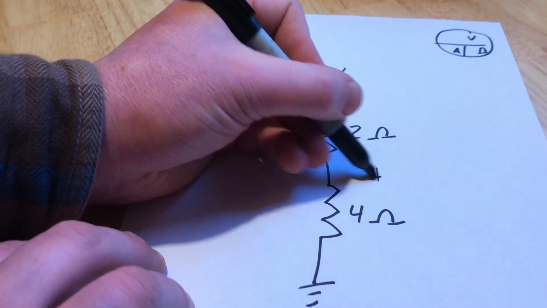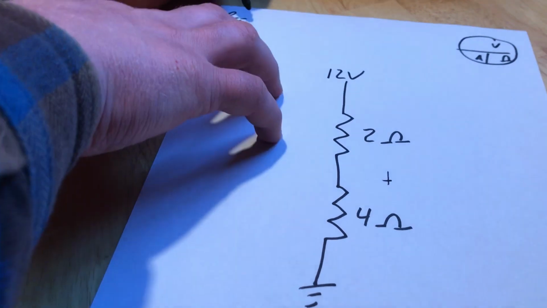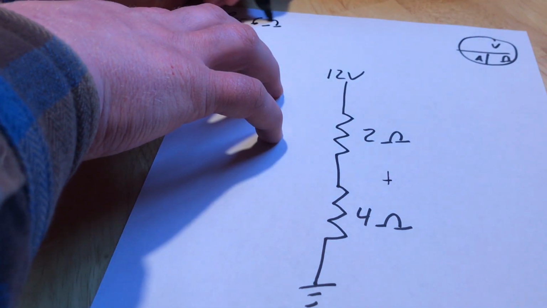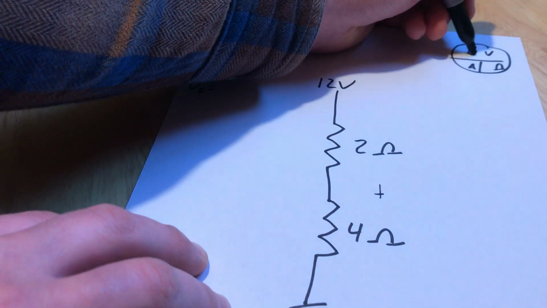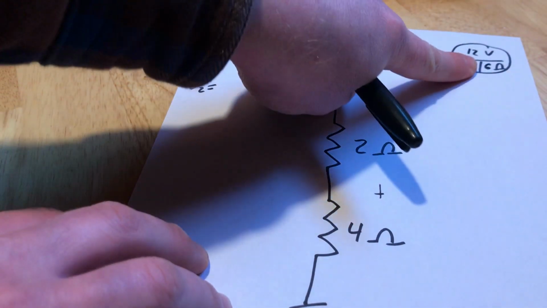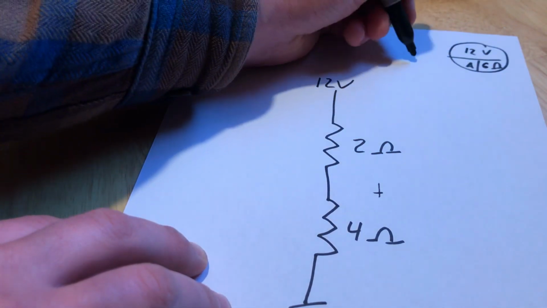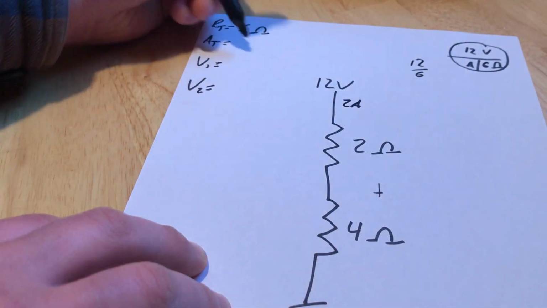Again, I need to find total circuit resistance, so I'm just going to add them. 2 plus 4 gives me 6 ohms total circuit resistance. Now I can plug in my numbers to figure out my total current flow through this circuit since there's only one path, 12 over 6. I'm sure some of you are already there. 2 amps flowing.